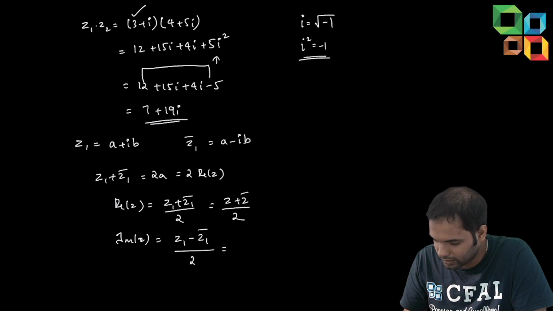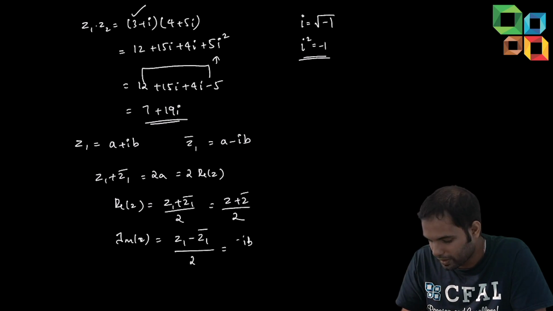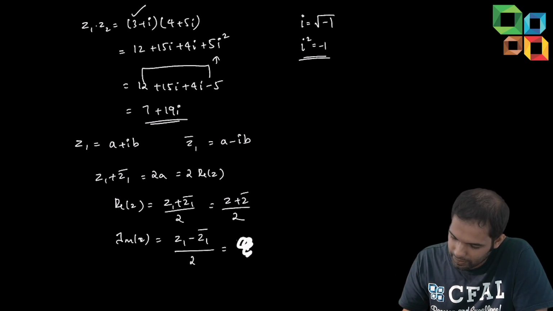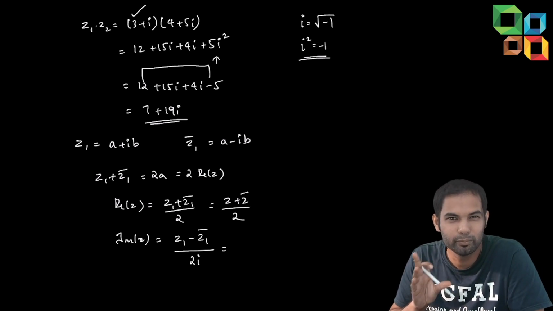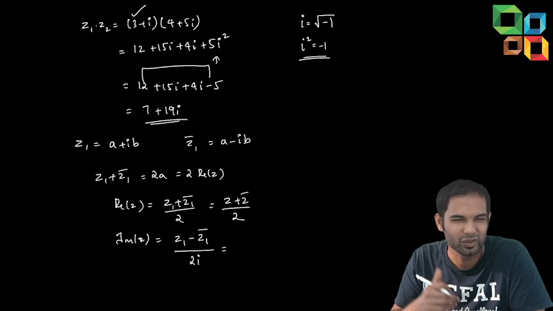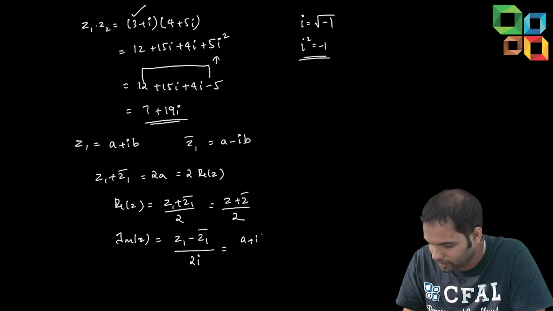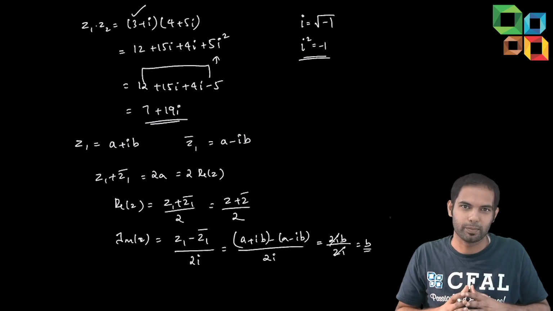So this is nothing but ib, or 2ib by 2, so it will be i into b. To ignore that i part, I'll divide by 2i, because I just need b, the imaginary part not including i. So you can see what will happen now: a plus ib minus a minus ib by 2i is nothing but 2ib by 2i. So this will get cancelled, and b is nothing but your imaginary part.